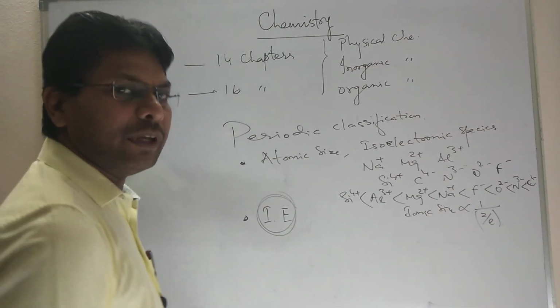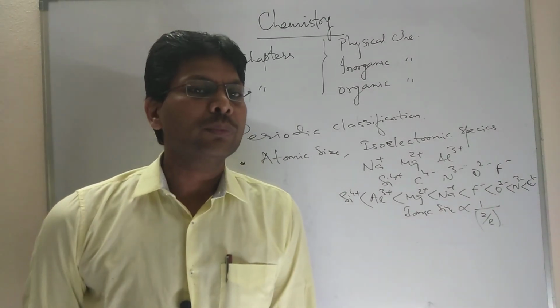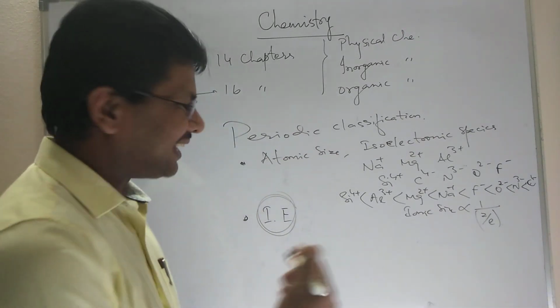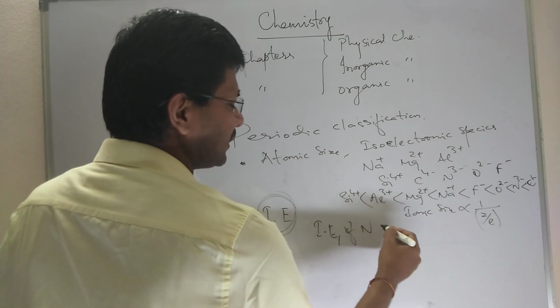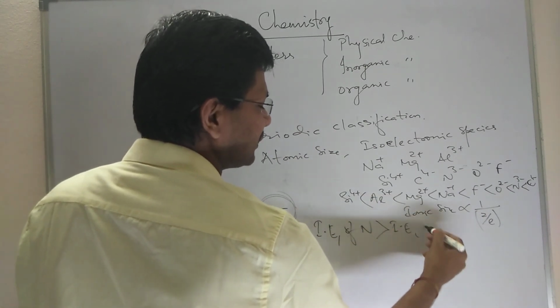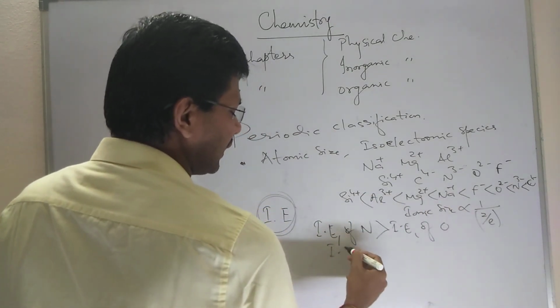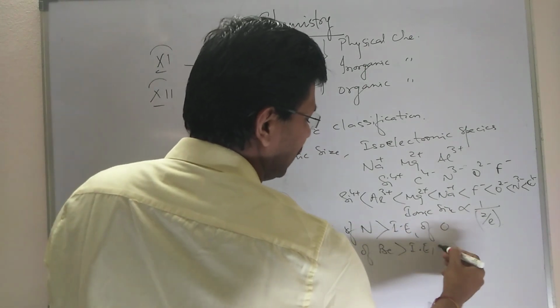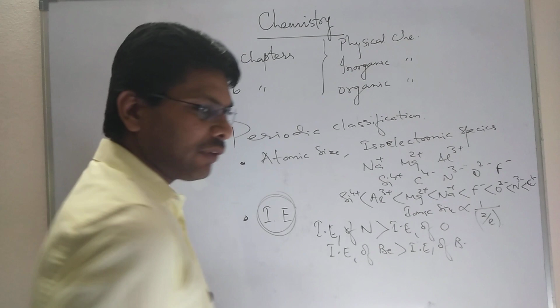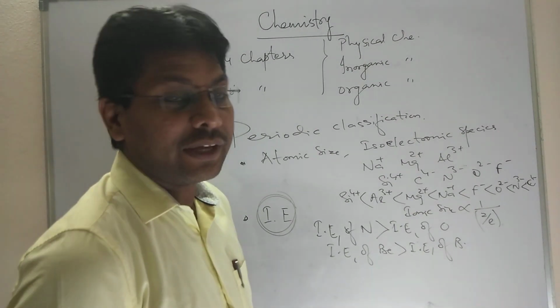Ionization enthalpy is the minimum amount of energy required to remove the most loosely bound electron from a gaseous isolated atom. Keep in mind that the first ionization energy of nitrogen is more than that of oxygen, and the first ionization energy of beryllium is more than that of boron. Apart from this, they can ask you in increasing order.